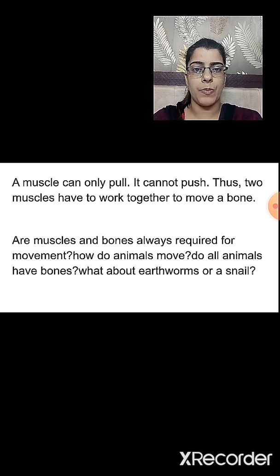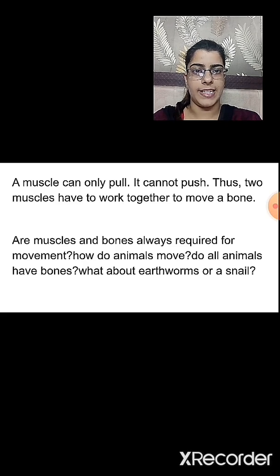Are muscles and bones always required for movement? Do we require bones and muscles for our movement? Yes. How do animals move? Do all animals have bones? What about earthworms or a snail?